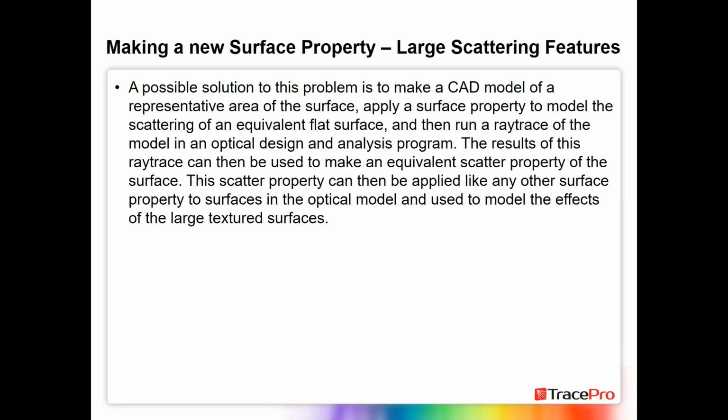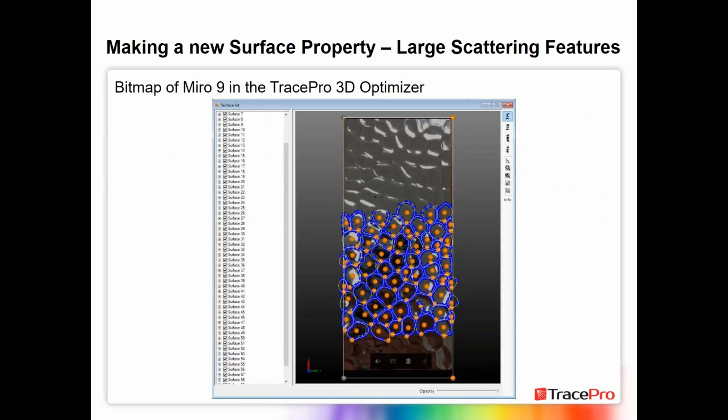And then the resulting scatter property can be applied, like any other surface property, in the model, and used to model the effects of these large textured surfaces. So really what I'm hoping to do here is to show another use of this new surface property generator.